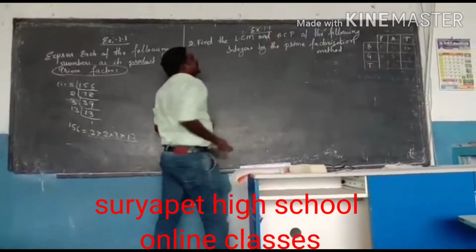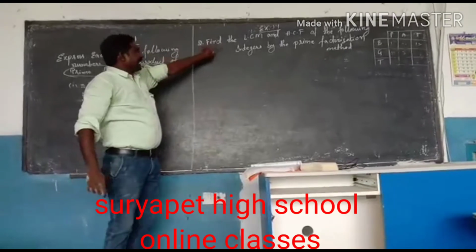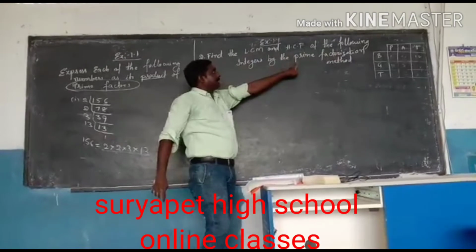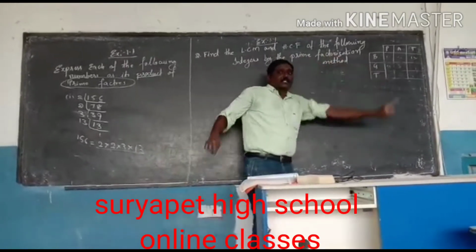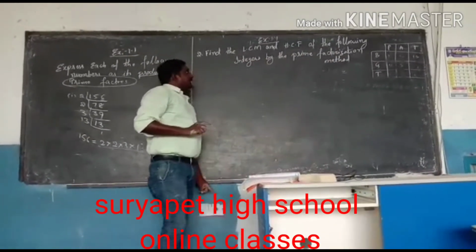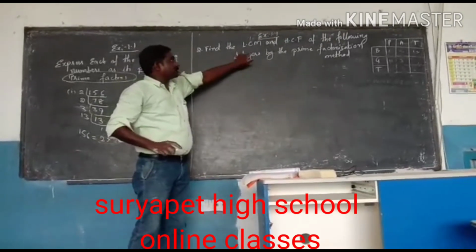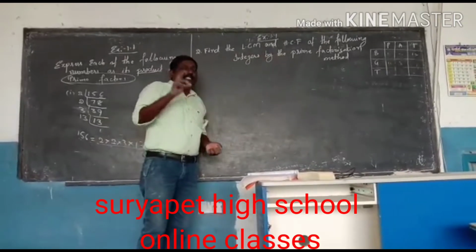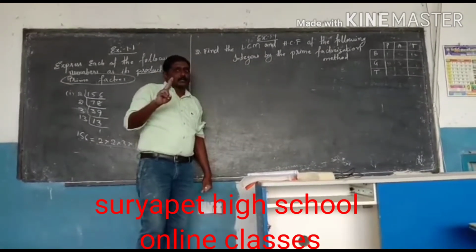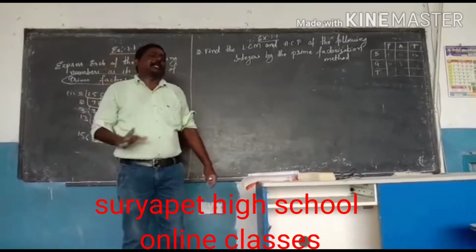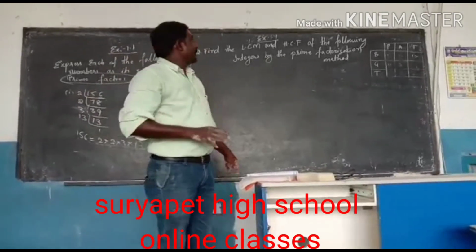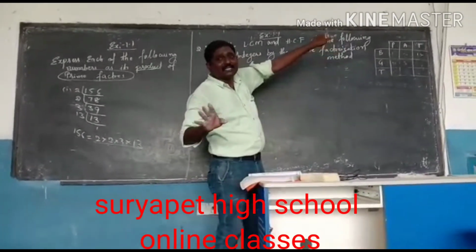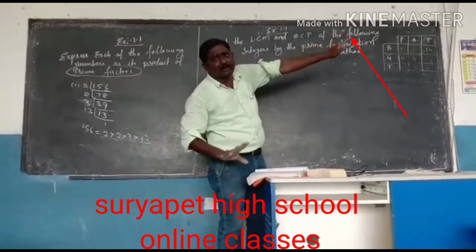Exercise 1.1, second bit. Find the LCM and HCF of the following integers by the prime factorization method. This is for 2 marks, and a very important topic it is. Listen carefully. What he is saying is to find the LCM and HCF not by using the division method, not by using Euclid's division lemma method.